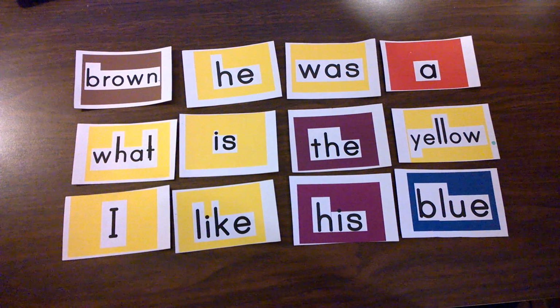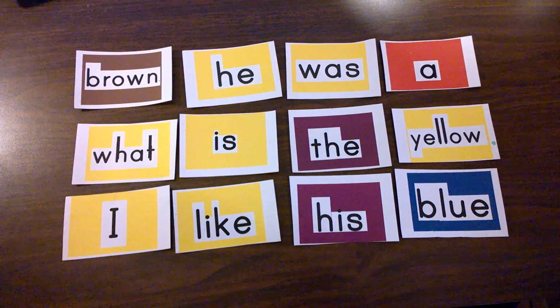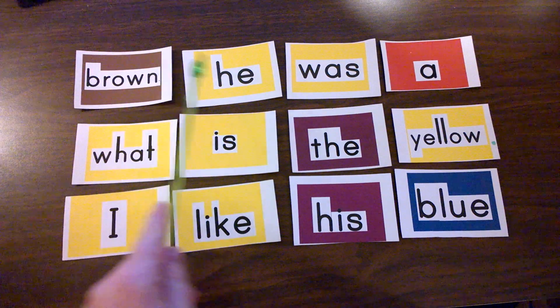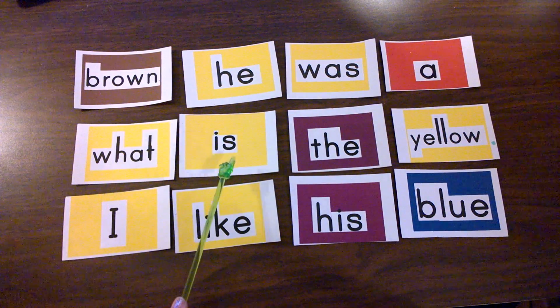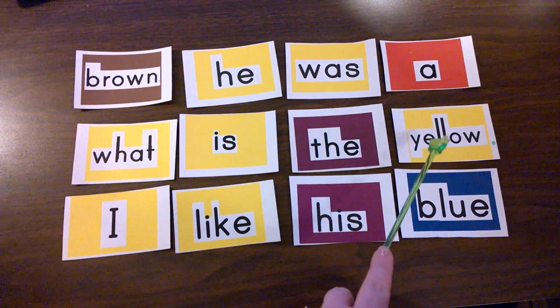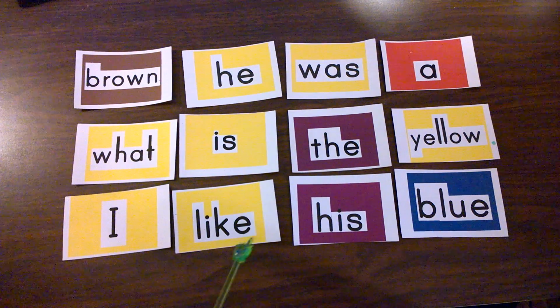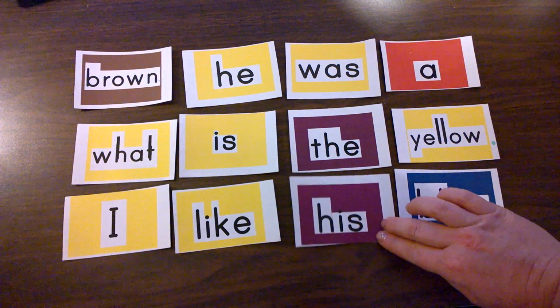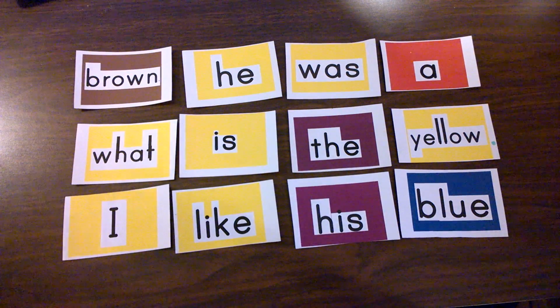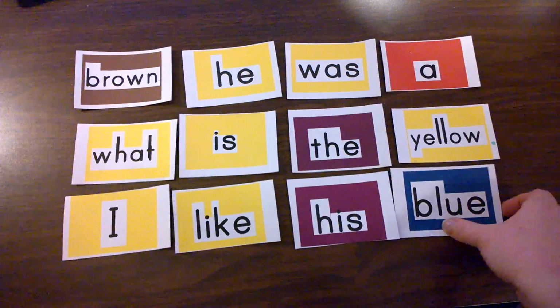Today we're going to learn to read some sight words. We'll learn to read the words brown, he, was, a, what, is, the, yellow, I, like, his, and blue. As we learn to read a few sight words, we'll stop and read some sentences that include these sight words.